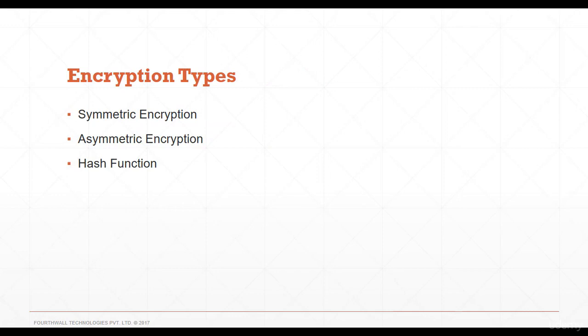So what are the various different encryption types? We generally have three different encryption mechanisms. One is symmetric encryption, the next is asymmetric encryption, and the third one would be hash function.